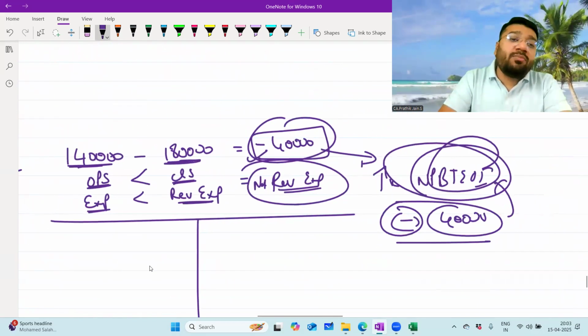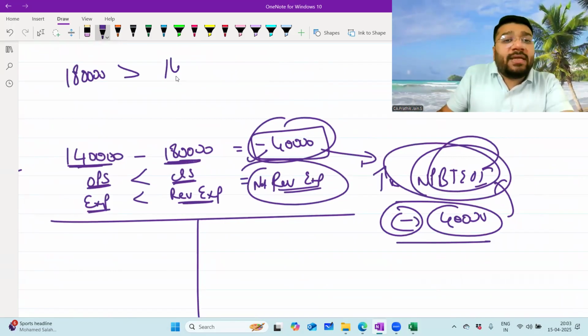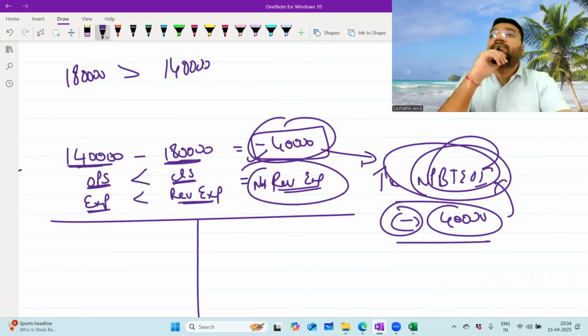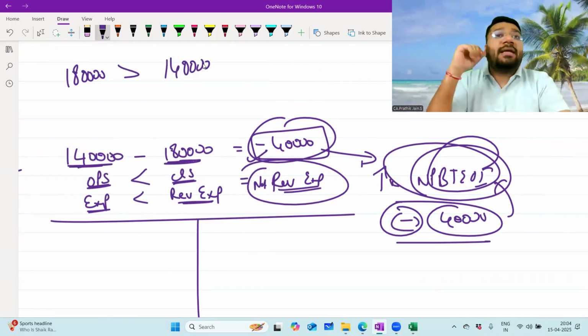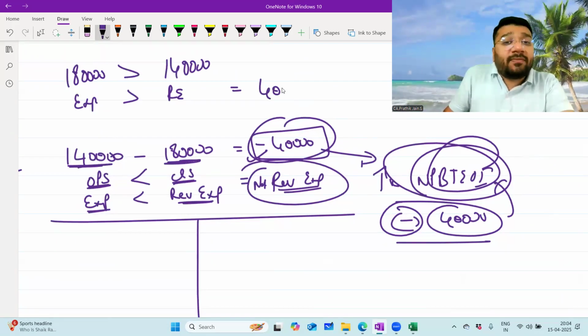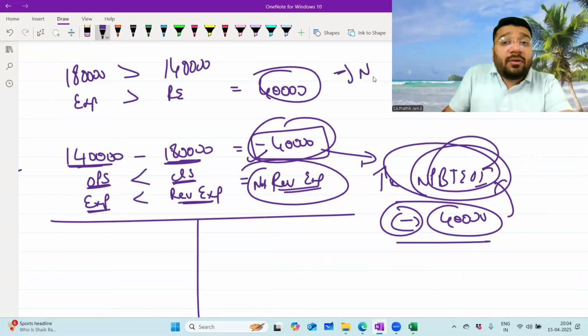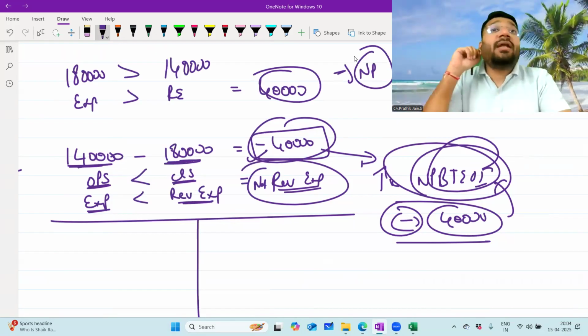Sir, if the opening stock was more than the closing stock, then what does it mean? Let's say opening stock is 180, closing is 140. Opening stock is expense, closing is reversal of expense. So what is my net expense? 40,000 rupees. So this expense has been reduced from your net profit before tax and extraordinary item.